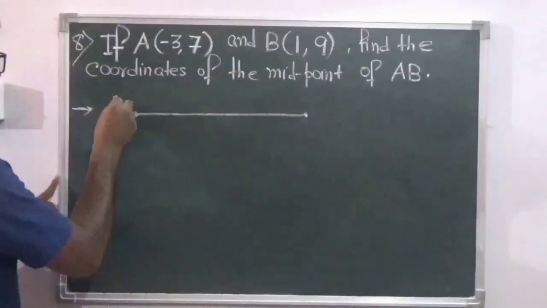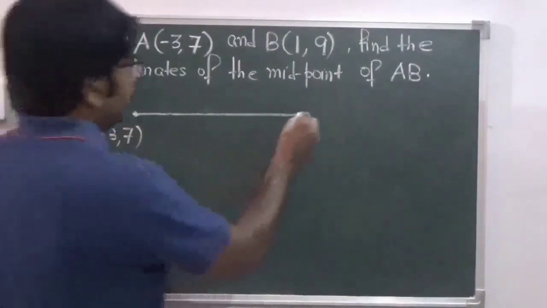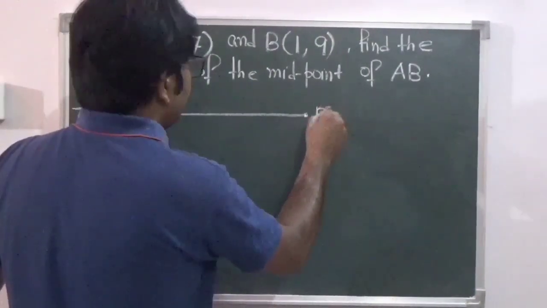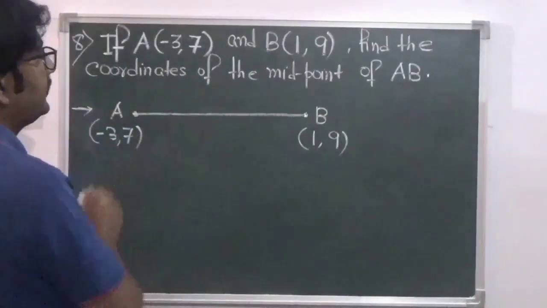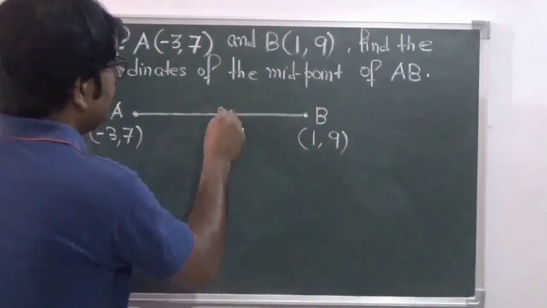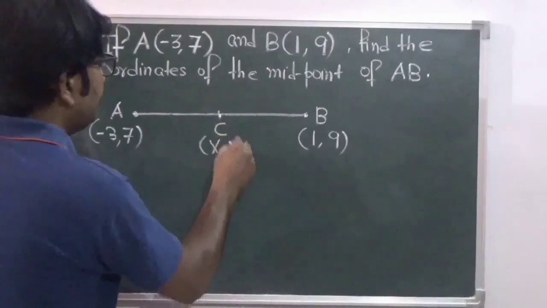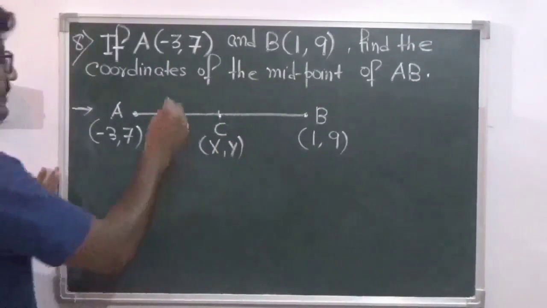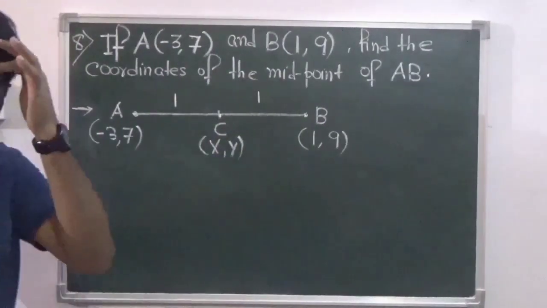The point A is given as (-3, 7), point B is given as (1, 9). So you need to find the coordinates of the midpoint of AB. Let this be the midpoint, that is C, and (x, y) be the midpoint. That means the point C divides AB in the ratio of 1:1.